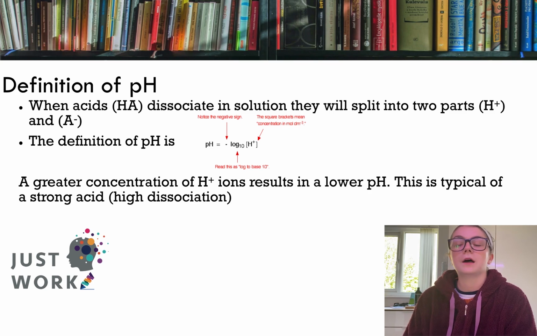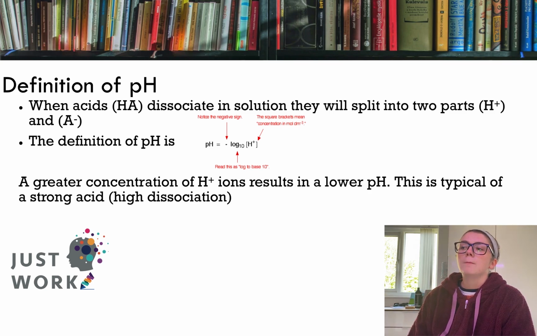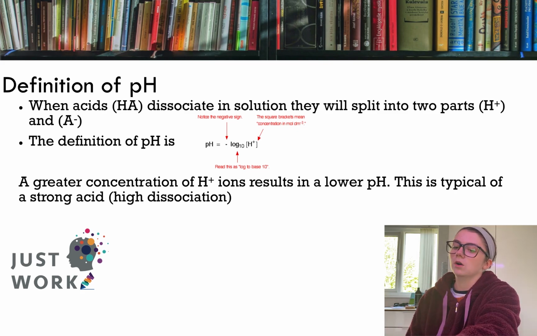Now I briefly spoke about this in the AS spec, but what is the definition of a pH? So when acids dissociate in solution, they're split up into hydrogen ions and negative ions. And the definition of the pH is the minus log to the base 10 of the concentration of those hydrogen ions. So a greater concentration of hydrogen ions results in a lower pH and is typical of a strong acid.